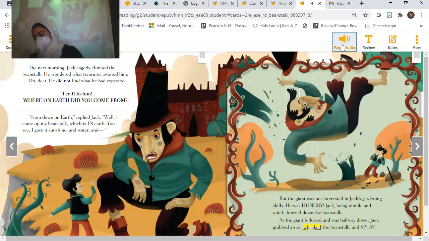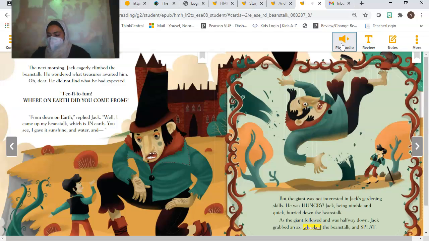"Well, I came up my beanstalk, which is in earth. You see, I gave it sunshine and water." But the giant was not interested in Jack's gardening skills. He was hungry. Jack, being nimble and quick, hurried down the beanstalk. As the giant followed and was halfway down, Jack grabbed an axe, whacked the beanstalk, and splat!